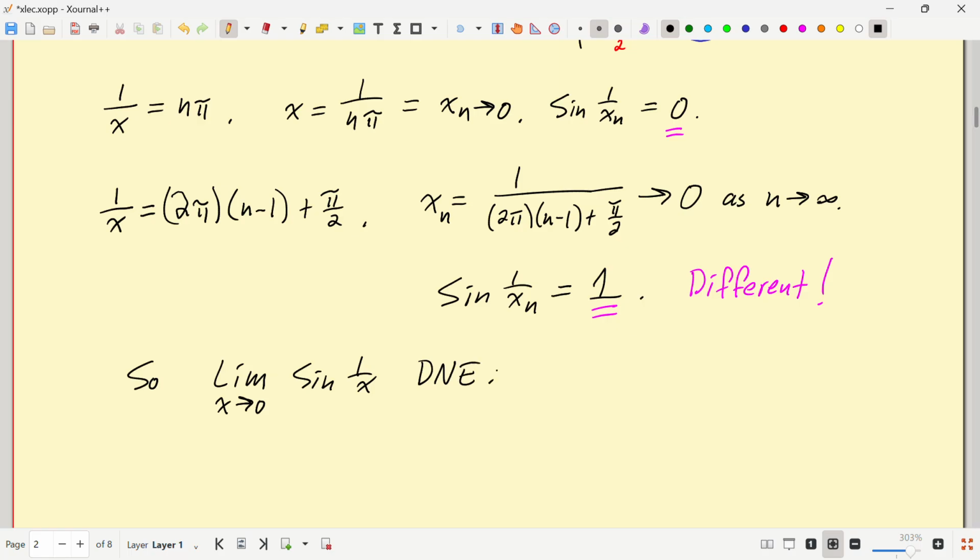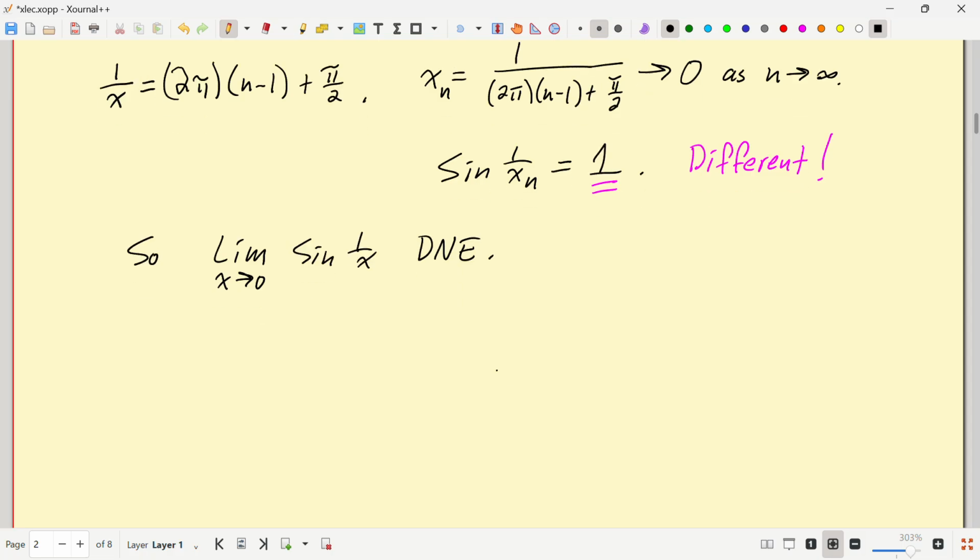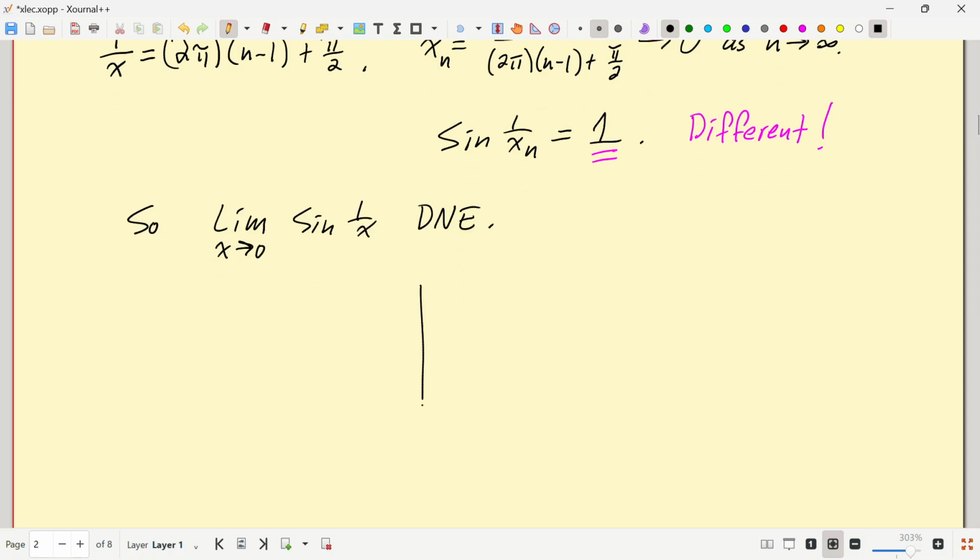Okay, and you can believe it when you try to graph this thing. It's a fun thing to graph. The sine function is bouncing up and down between plus 1 and minus 1.